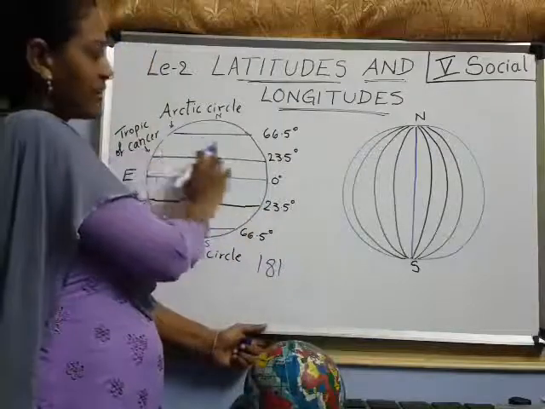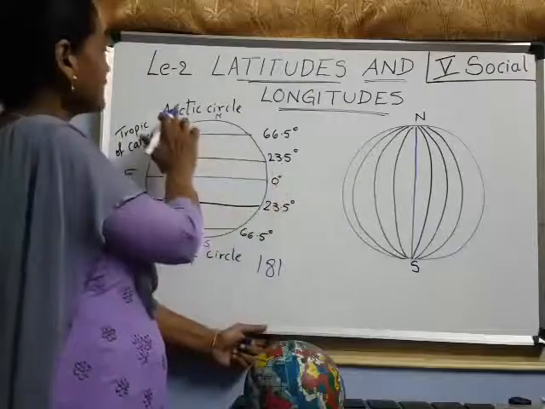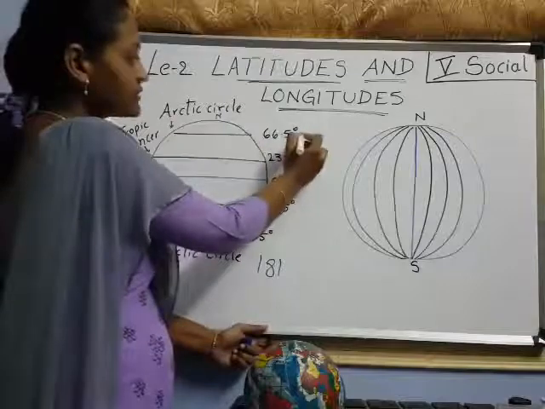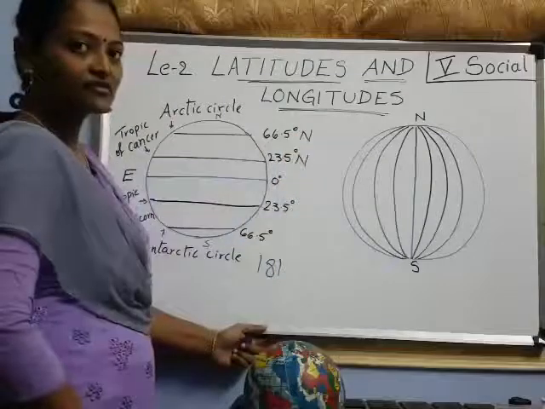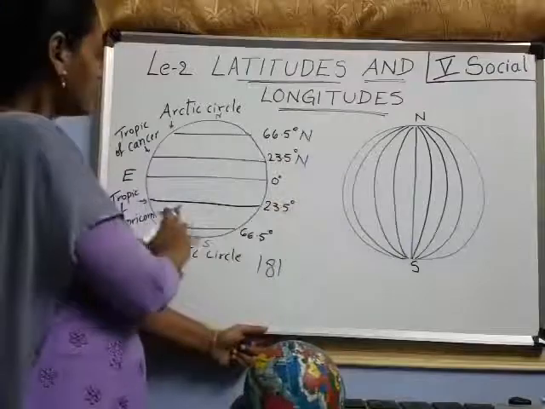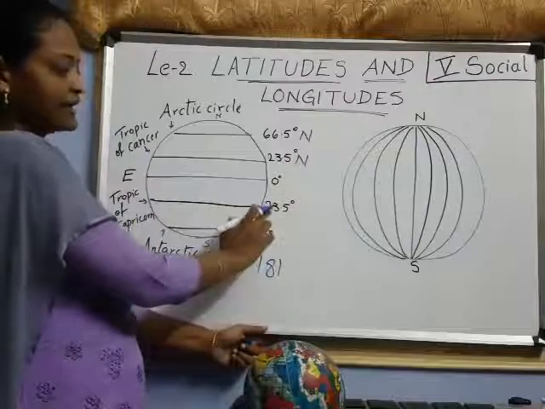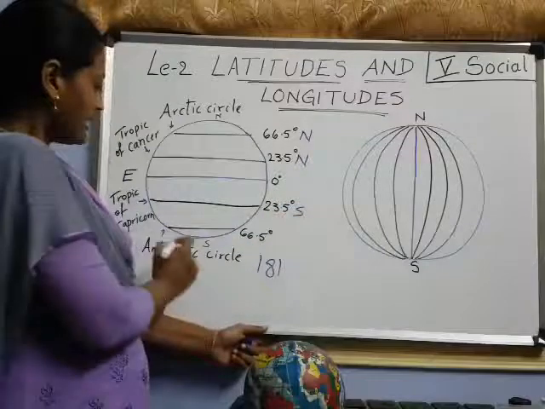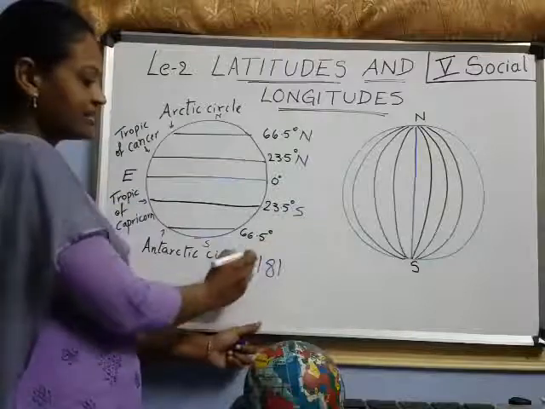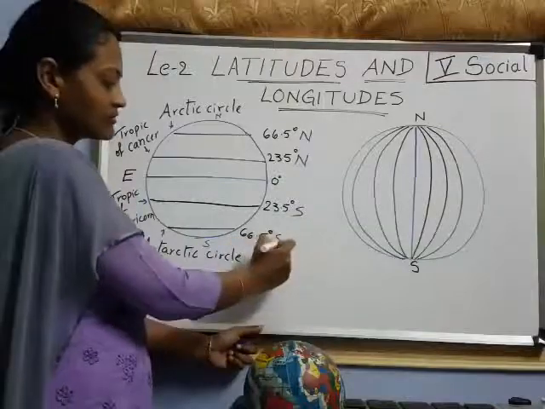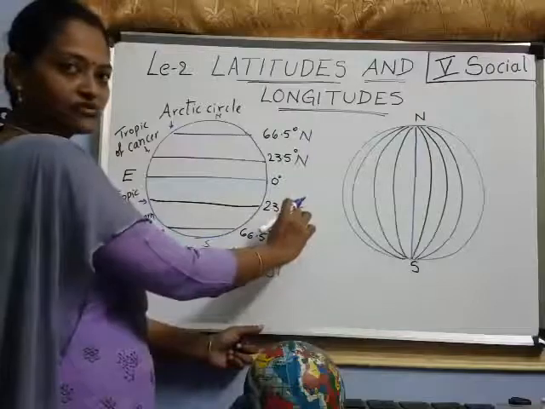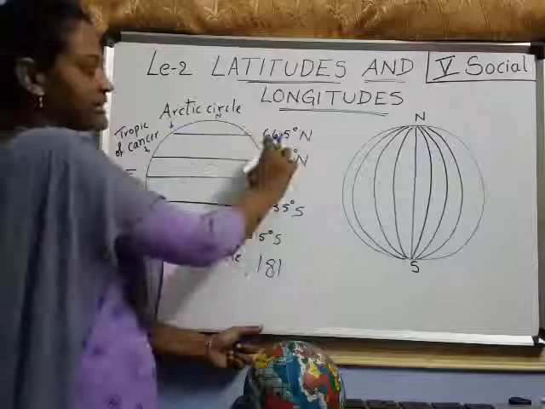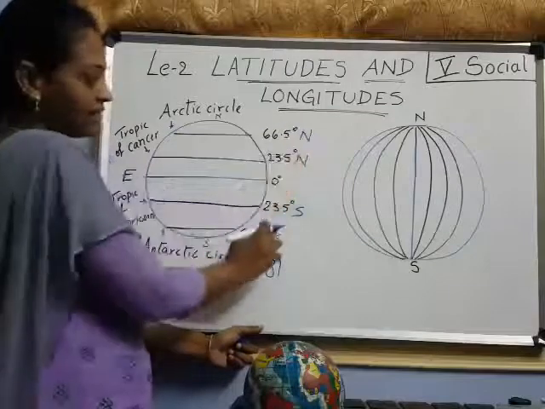What are those? Tropic of Cancer at 23.5 degrees. Arctic Circle at 66.5 degrees. These two are both towards the north side, so they are represented with N. Now, coming to Tropic of Capricorn at 23.5 degrees, this is towards the south side, so S. And Antarctic Circle is 66.5 degrees south. These two important lines are towards the south side and these two towards the north side. That's why they are represented with N and S.